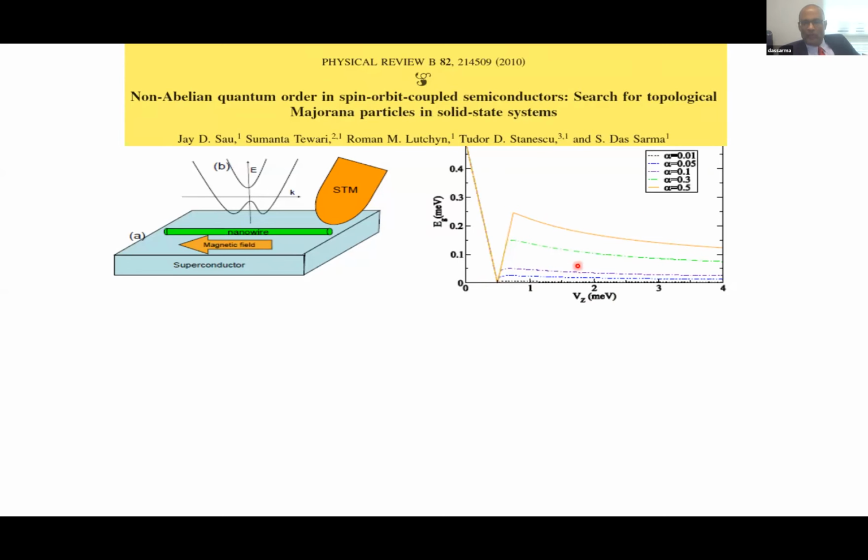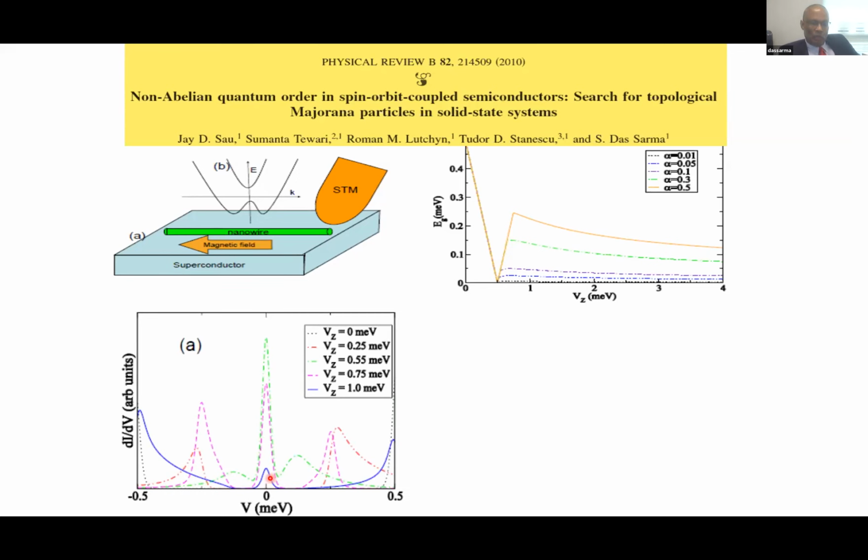And for different values of spin-orbit coupling, these are all different values of spin-orbit coupling, this gap will be proportional to the strength of the spin-orbit coupling. If spin-orbit coupling is very large, like 0.5 electron volt angstrom, you'll have a very large gap. This is a gap of something like 5 Kelvin. And then the gap will slowly go down. So this is what experimenters are looking for.